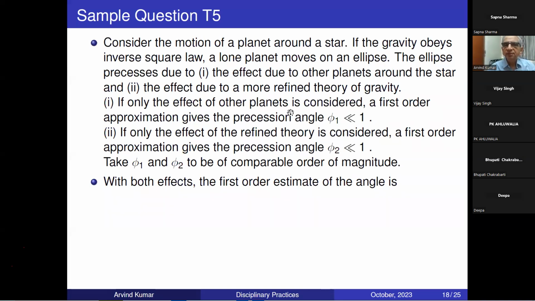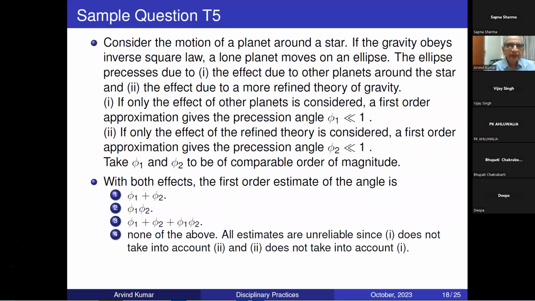If only the effect of other planets is considered, a first order approximation gives the precession angle to be phi 1. If only the effect of the refined theory is considered, a first order approximation gives phi 2. Take phi 1, phi 2 to be of comparable order of magnitude. With both effects, the first order estimate of the angle is phi 1 plus phi 2. Or, phi 1, phi 2 is none of the above. All estimates are unreliable since 1 does not take into account 2 and 2 does not take into account 1. So D is quite a correct option, of course, is 1.